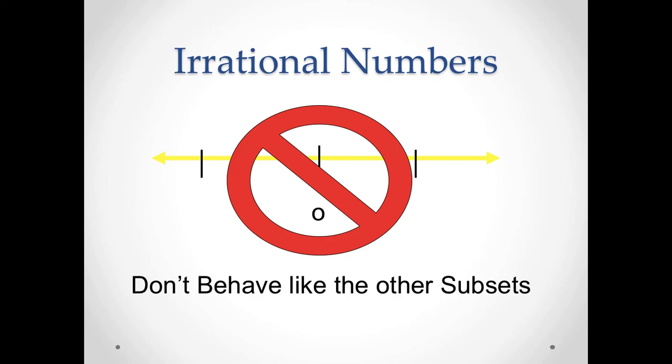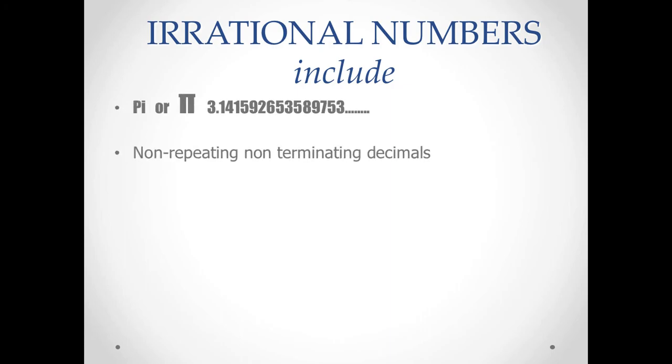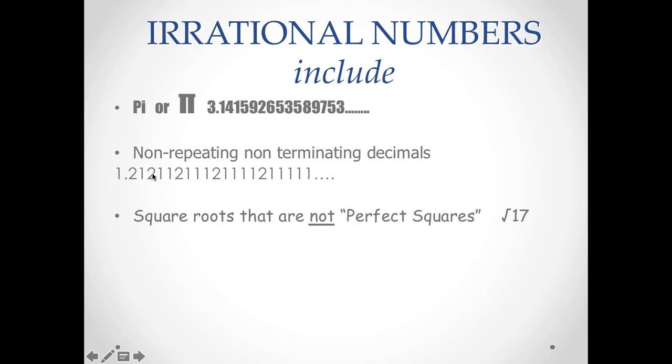It does not behave like the other subsets. So irrational numbers include pi and non-repeating or non-terminating decimals, like this one. It's not even repeating and it's not even the same. For example, 2 1 then 2 1 1 then 2 1 1 1, 2 1 1 1 1. Can you see? Is it the same? Is it repeating in the same pattern? No. Neither is it stopping. So these kinds of decimals are called irrational numbers. And also the non-perfect squares are called irrational numbers.